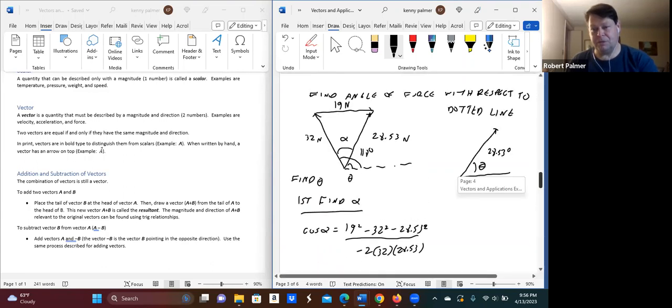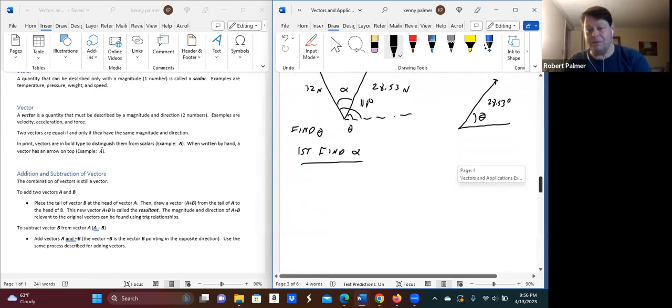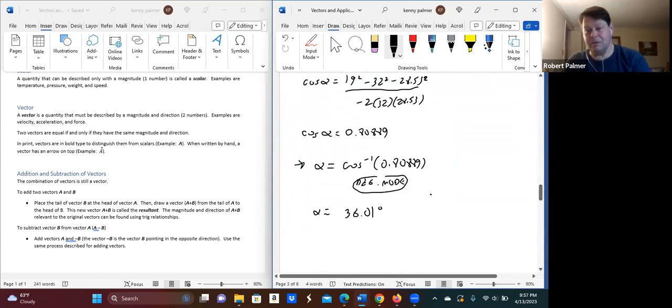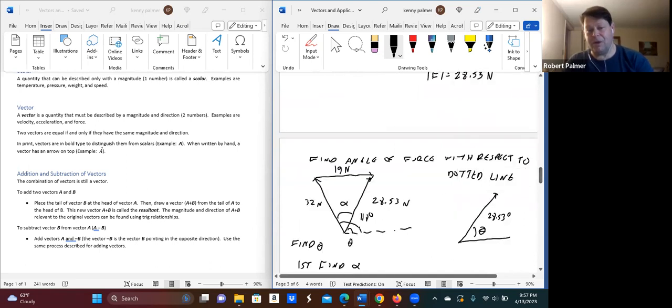Okay, so let's take a look at our picture again. So I found that alpha is equal to 36.01. So my angle theta then, from the geometry here, let's take a look at our triangle. Okay, this whole angle from here to here is 118. Alpha, we said, is 36.01. So our theta is basically 118 minus alpha.